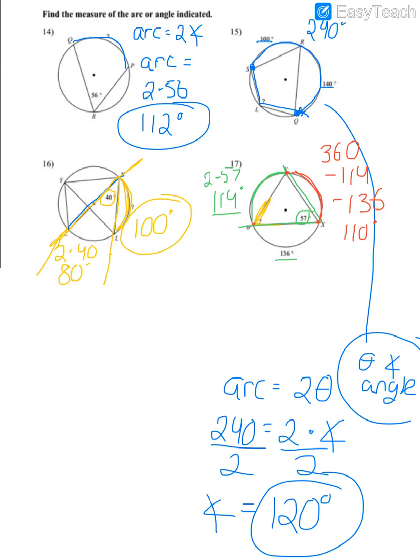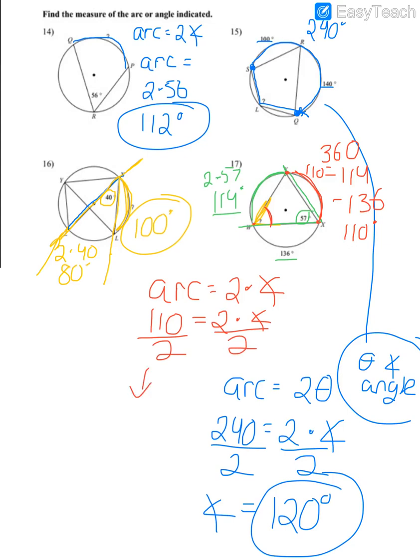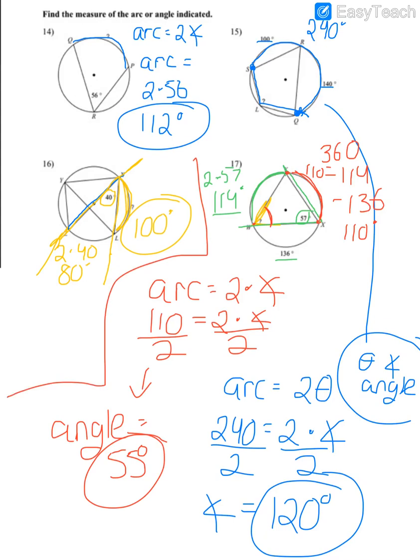So we know that this arc is 110, and we need the angle that corresponds with it. And remember that the arc is equal to 2 times the angle. So let's plug in 110 for the arc. That's 2 times the angle. So the angle must be 110 divided by 2, which gives us 55 degrees for number 17. Of course, if you have any questions, always feel free to just reach out and email me.